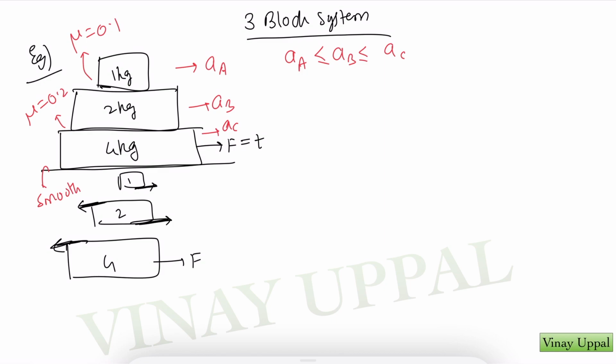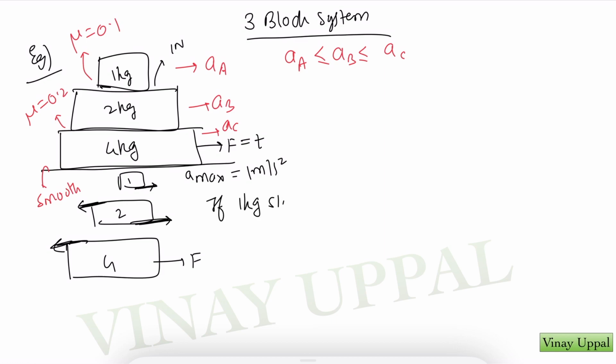So what will be the maximum acceleration of 1 kg? We'll start off with the topmost block. What is the maximum friction there? Mu mg. The friction there is 1 Newton. So maximum acceleration will be 1 meter per second squared. Now we have to check, can 1 kg slip on 2 kg?